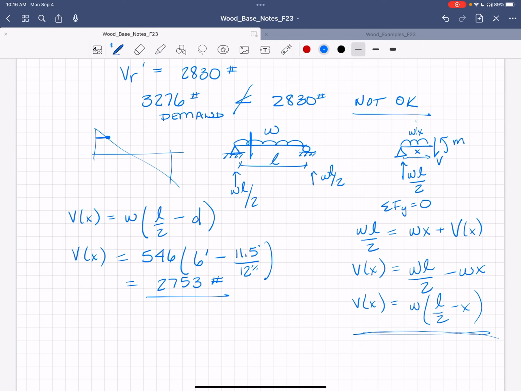Okay, so now let's try that. That is actually significantly less than 3276. So as I was saying earlier, you can do the conservative way, and it's probably going to work fine for a non-notched beam. You don't have to check, or you can just save yourself the time and put it straight in. All I did was change this up for WL over 2. I don't think it's that big a deal, and it saves you having to go back. So now I've got 2753 as my demand, and that is actually less than 2830 pounds. So now I'm okay for shear.